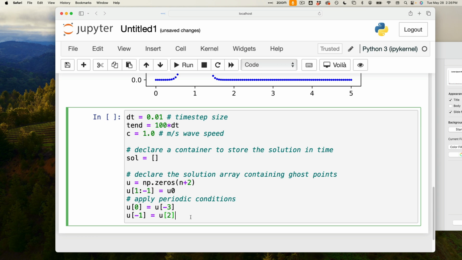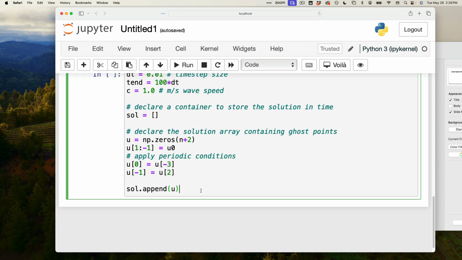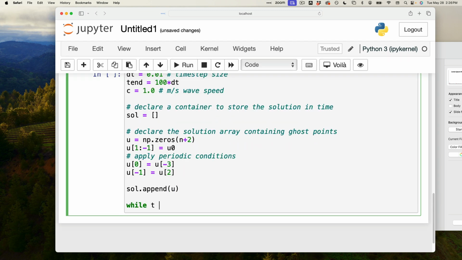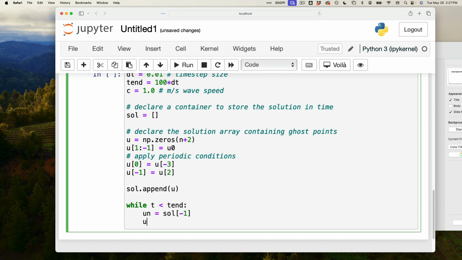Okay, good. So we started with a good solution now, good initial condition. And let's append our initial solution now. sol.append(u). And now it's time to do the loop. While t less than t end, like we did last time, we grab the old solution, un is sol[-1]. So that's going to give us the latest solution in time. And we'll create a new solution. u_new is np.zeros_like, if you want, un. Okay?